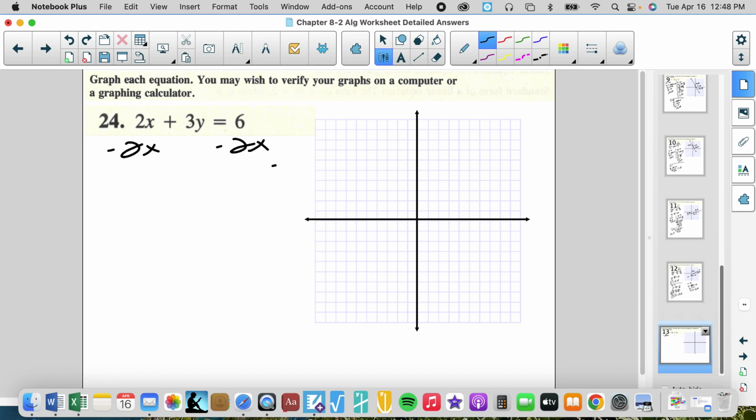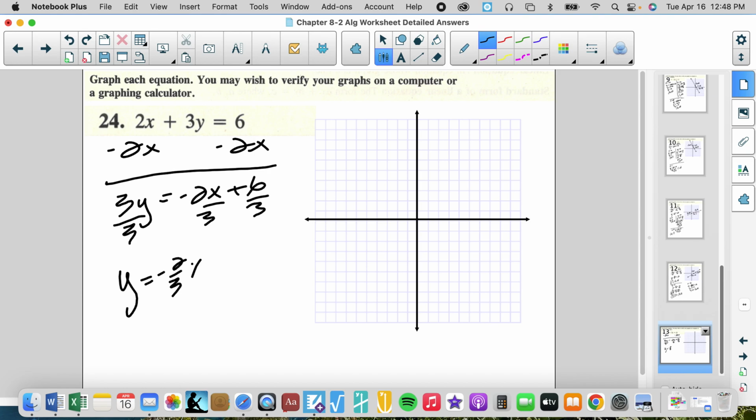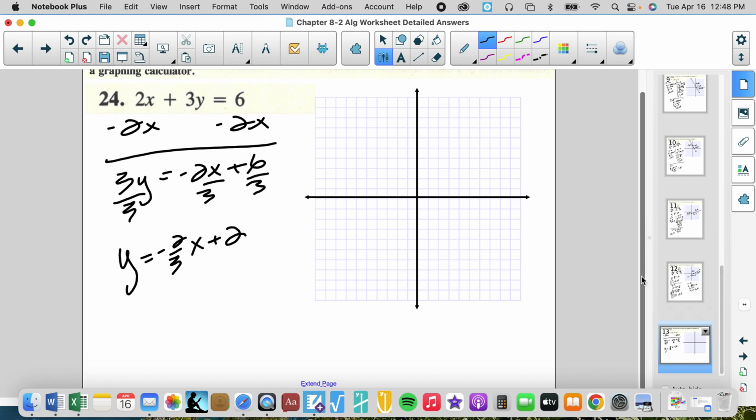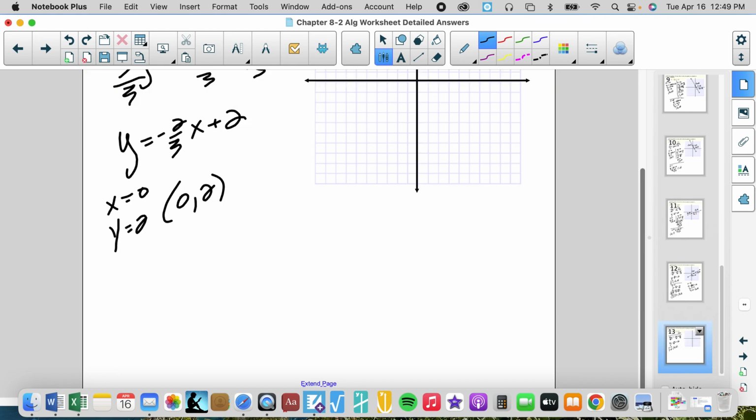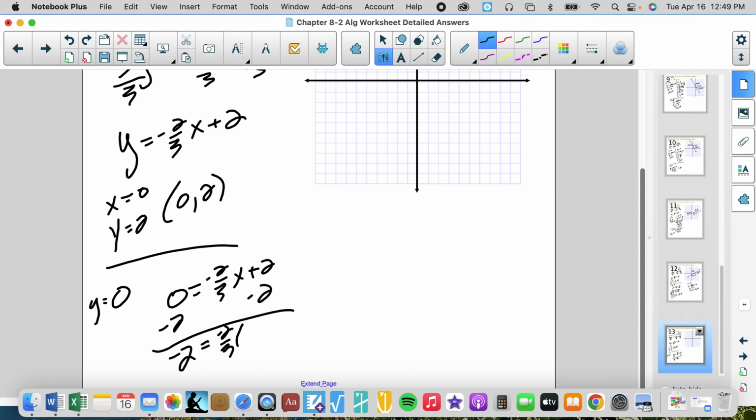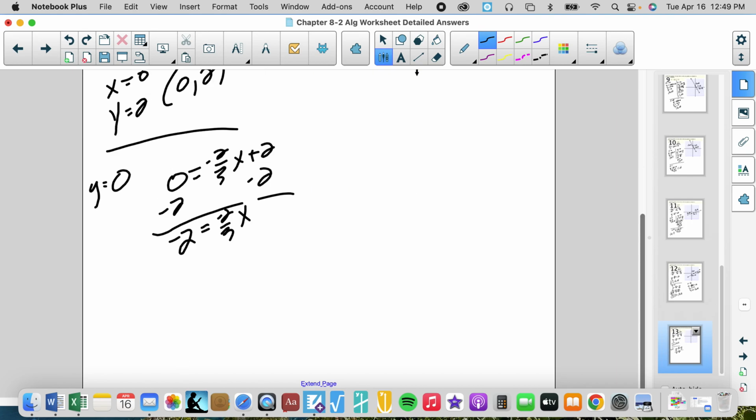Negative 2x, negative 2x. 3y equals negative 2x plus 6. Divide by 3, divide by 3, divide by 3. y equals negative 2/3 x plus 2. Plug in 0 for x. You get 2 for y. That's my first point. Plug in 0 for y. y equals 0 gives me 0 equals negative 2/3 x plus 2. We're solving for x. Let's multiply by negative 3/2. That's the reciprocal of negative 2/3. That gives me positive 3. So we have 3, 0.